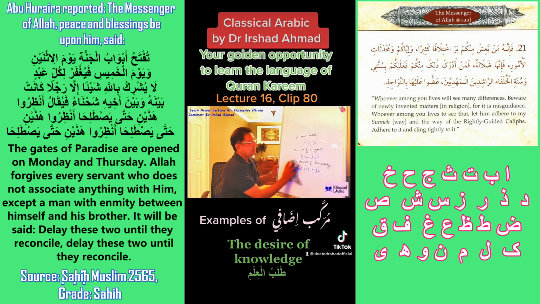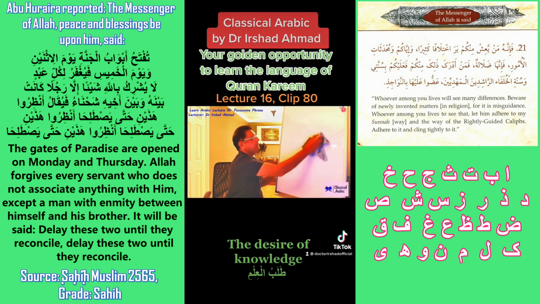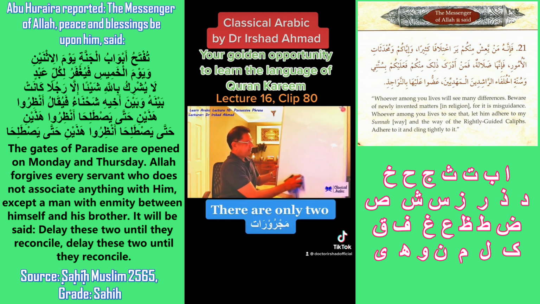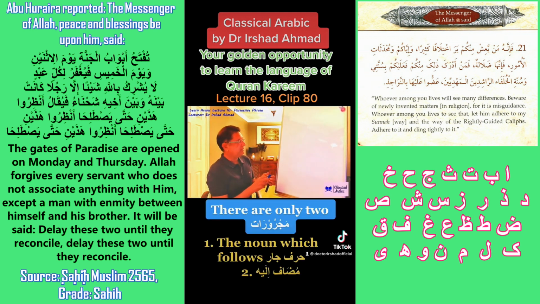So our majrurat are only two. We have many nouns which will be marfu or mansubat, a quite long list. But majrurat are only two. The noun which follows harf jar, that's number one. Following harf jar, that ism will be majrur. And mudaf ila will always be majroor. So only two nouns which will be in state of jar in any kind of writing or a sentence or an ayah.